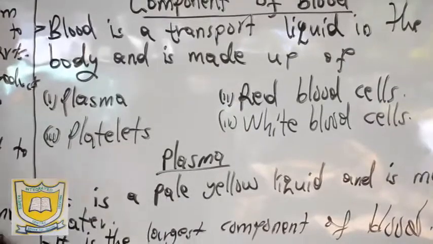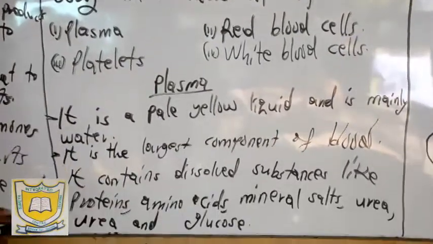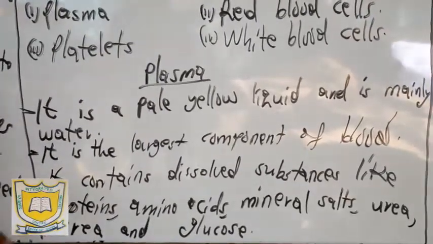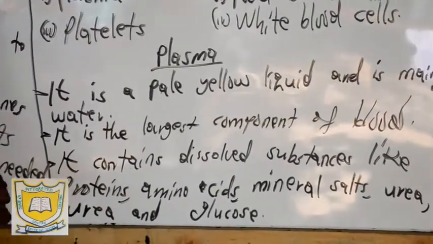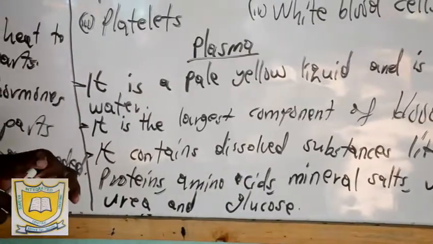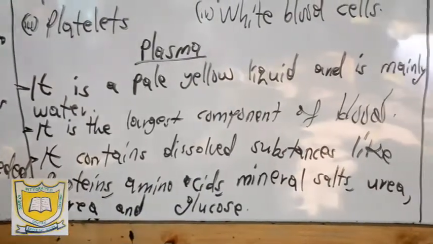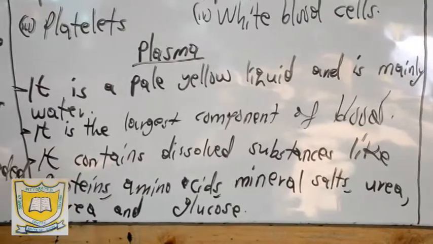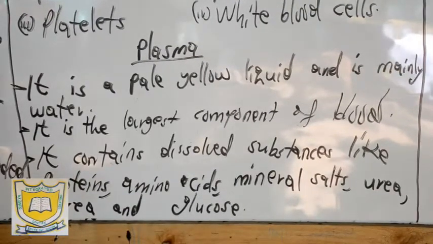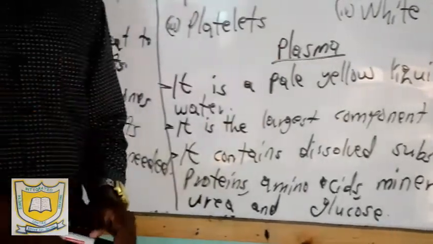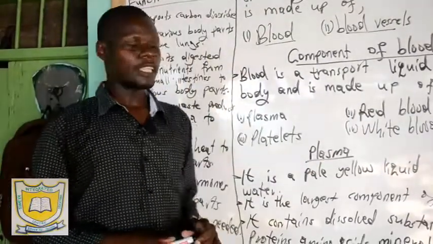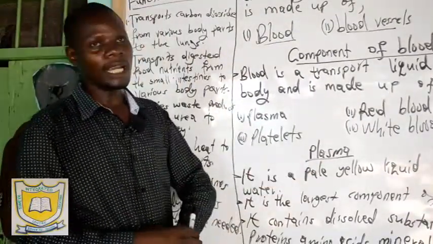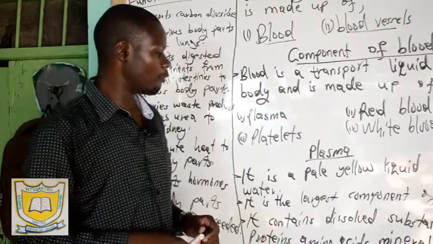Okay, we will narrow down and talk about a specific component of blood, and we will start with the plasma. Now, what is plasma and what are the functions of plasma in the blood? You find that plasma is a pale yellow liquid and is mainly water. The liquid part of the blood is what we call the plasma, and the color of plasma is pale yellow. It is a pale yellow liquid, which is mainly made of water.